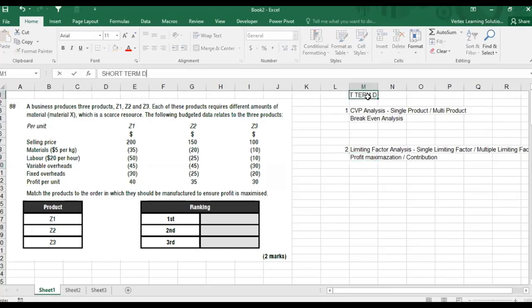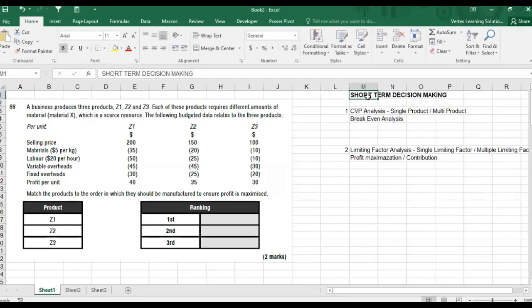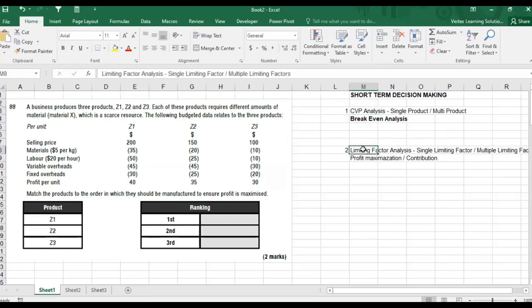Short-term decision making. Like when you say that, I want to do break even. So break even is not a desirable situation. When you say break even, it means no profit, no loss. So you are talking about break even in the short period. In the long run, of course, you want to make profits. So the CVP analysis is actually short-term decision making. It is not long-term.